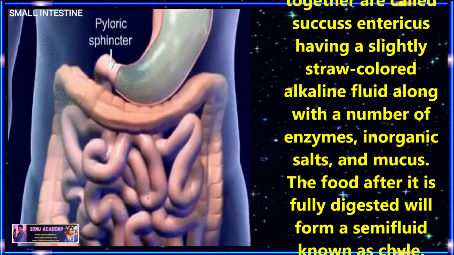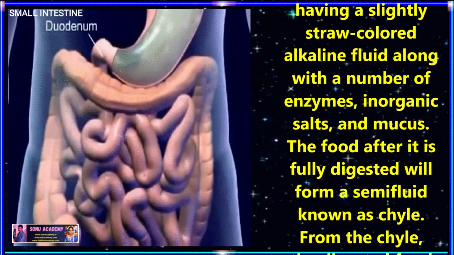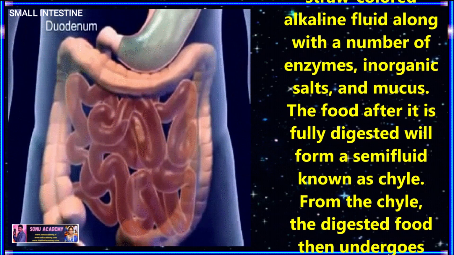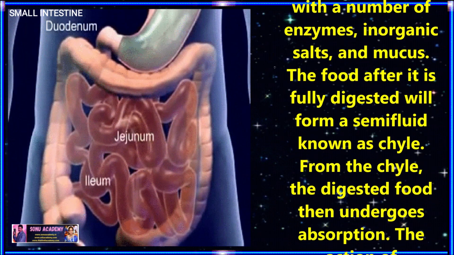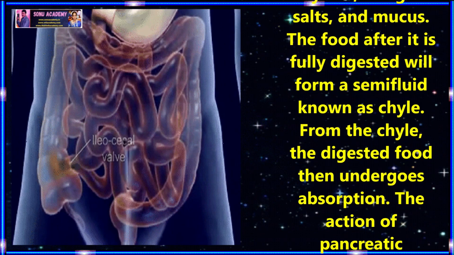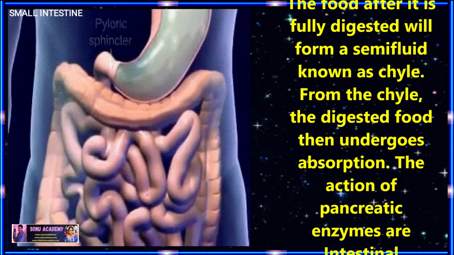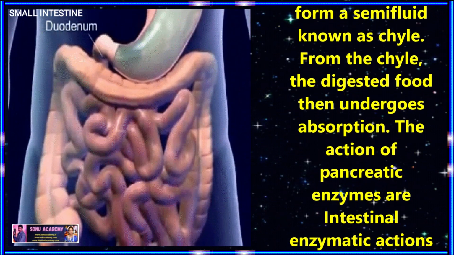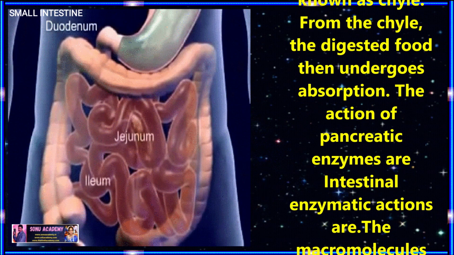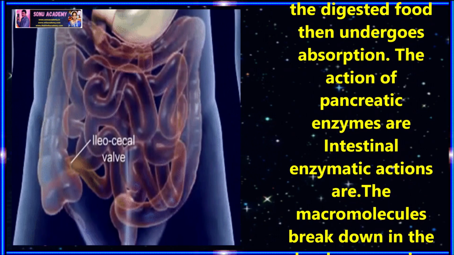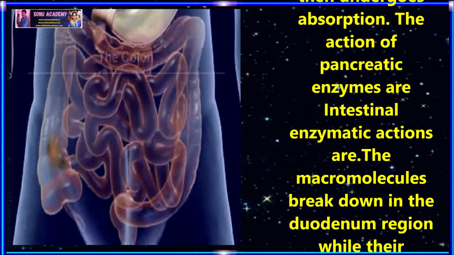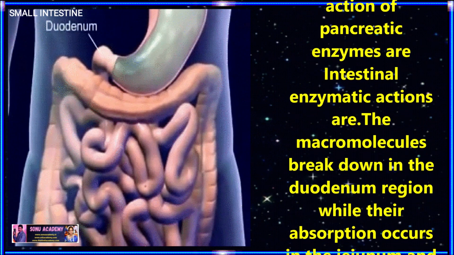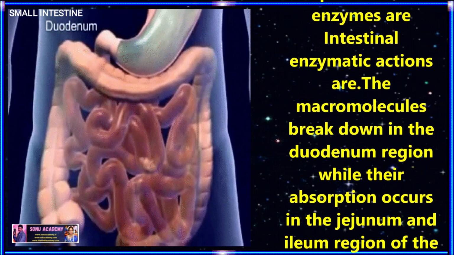Both the intestinal and Brunner's glands secrete together what is called succus entericus, a slightly straw-colored alkaline fluid along with a number of enzymes, inorganic salts and mucus. The food after it is fully digested will form a semi-fluid known as chyle. From the chyle, the digested food then undergoes absorption.